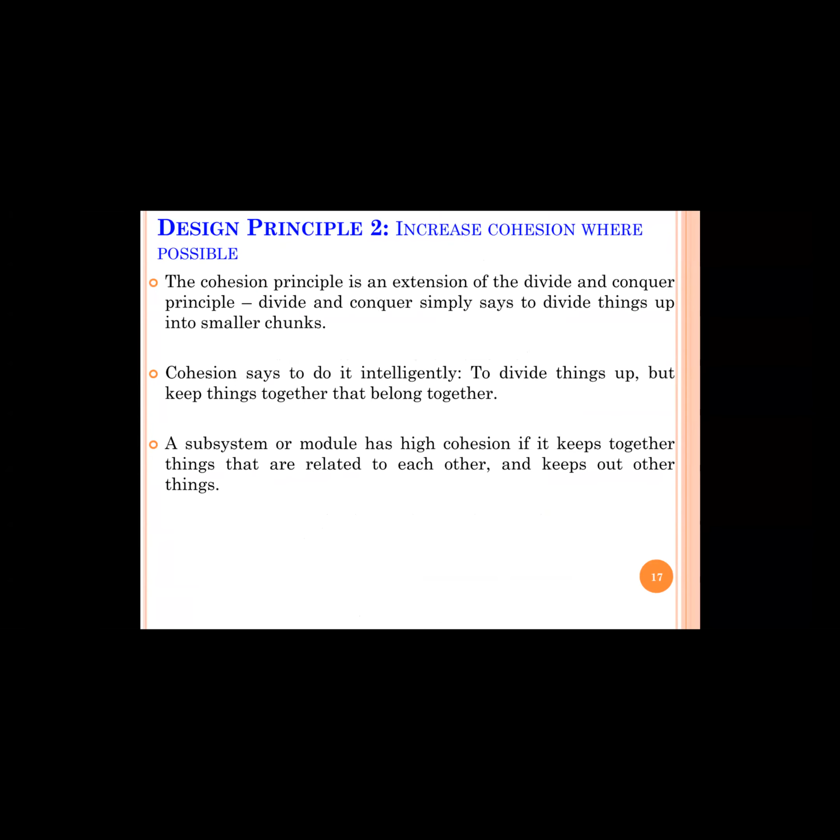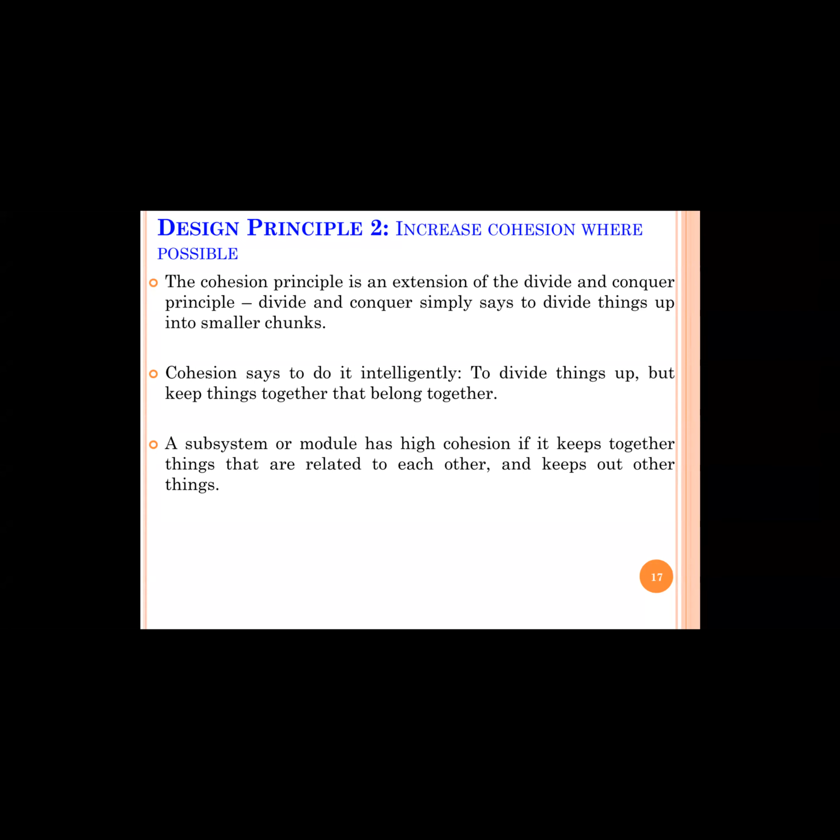So the second design principle is increase cohesion wherever possible. The cohesion principle is an extension of the divide and conquer principle. Divide and conquer simply says divide things up into smaller chunks. Cohesion says do it intelligently. While dividing the big problem into small subcomponents, we have to divide in such a way that each subcomponent is complete on its own. It should function independently without any dependency on other components.